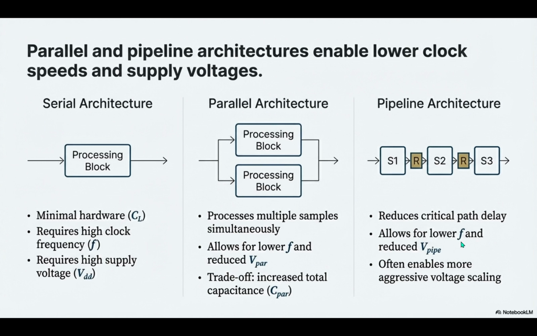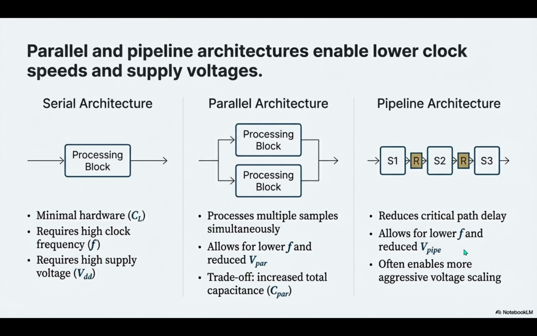Or you can maintain the same throughput at a much lower clock frequency. And again, lower F means lower VDD. Pipelining often lets you be even more aggressive with voltage scaling. Level 2 also gets into transformations inside the blocks themselves, like operation substitution.